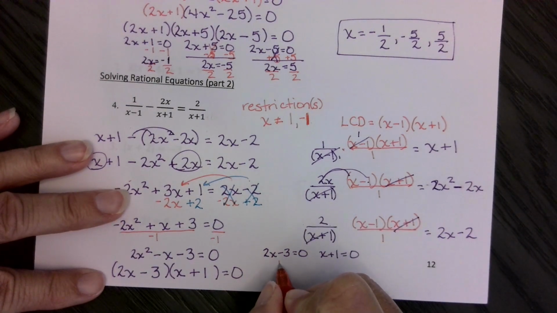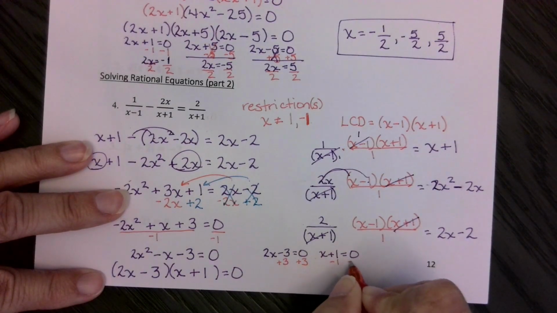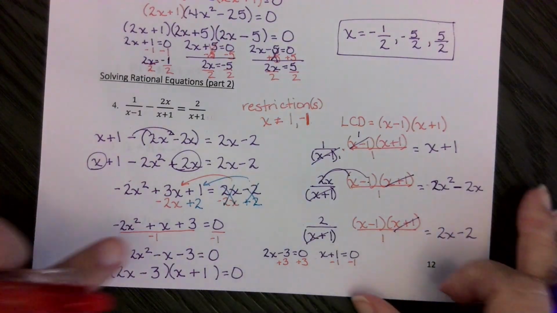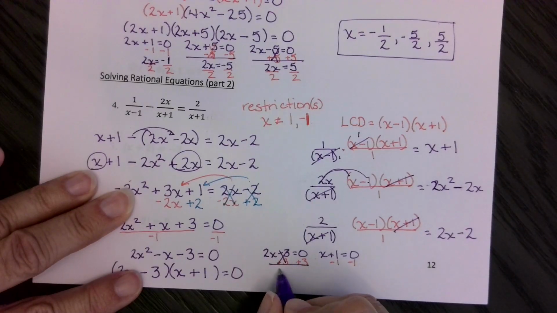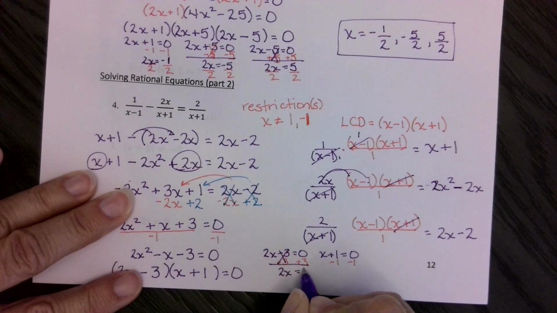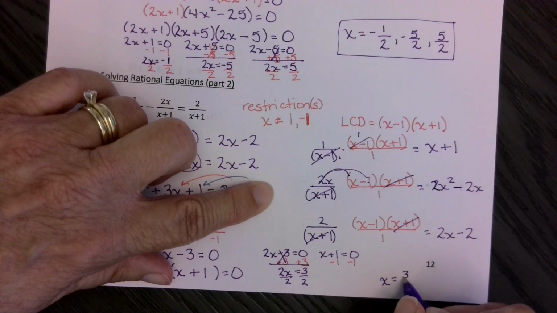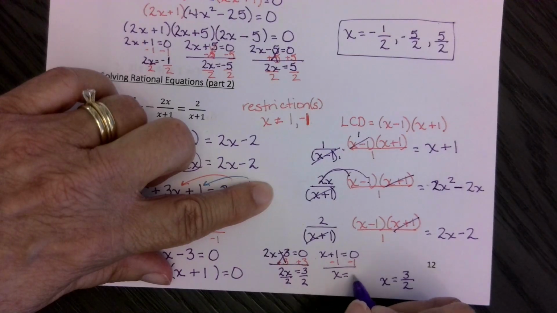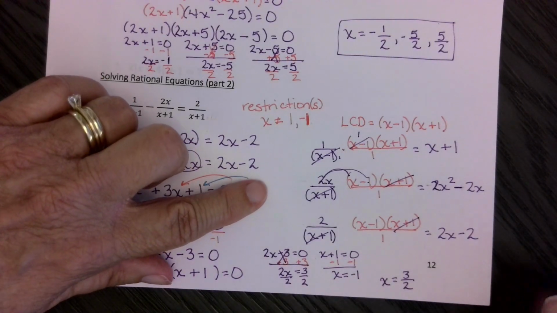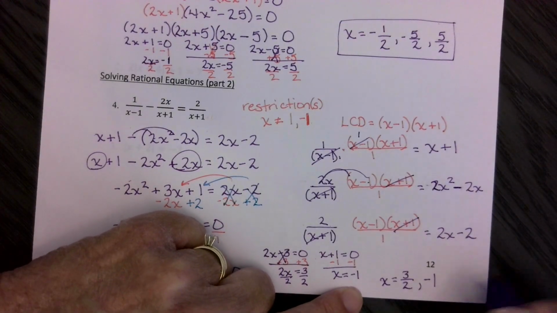I'm first going to add 3 to both sides. Here I'm going to subtract 1. I'm just doing that right now so I don't have to change my pens. That gives me 0. I get 2x is equal to 3. Divide by 2. And I get x is equal to 3 halves. Right here, I'm going to get x is equal to negative 1. So the two answers that I get are 3 halves and negative 1.